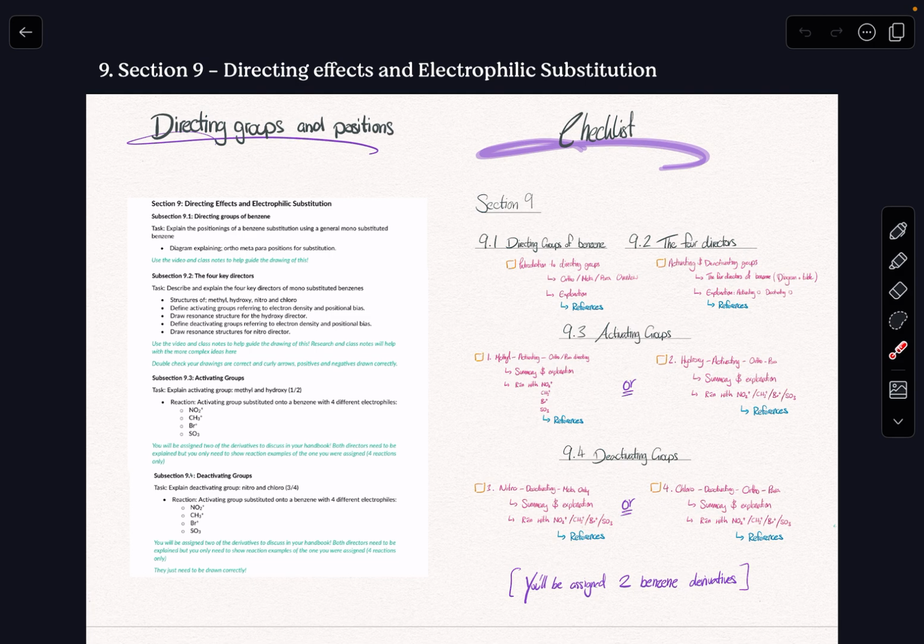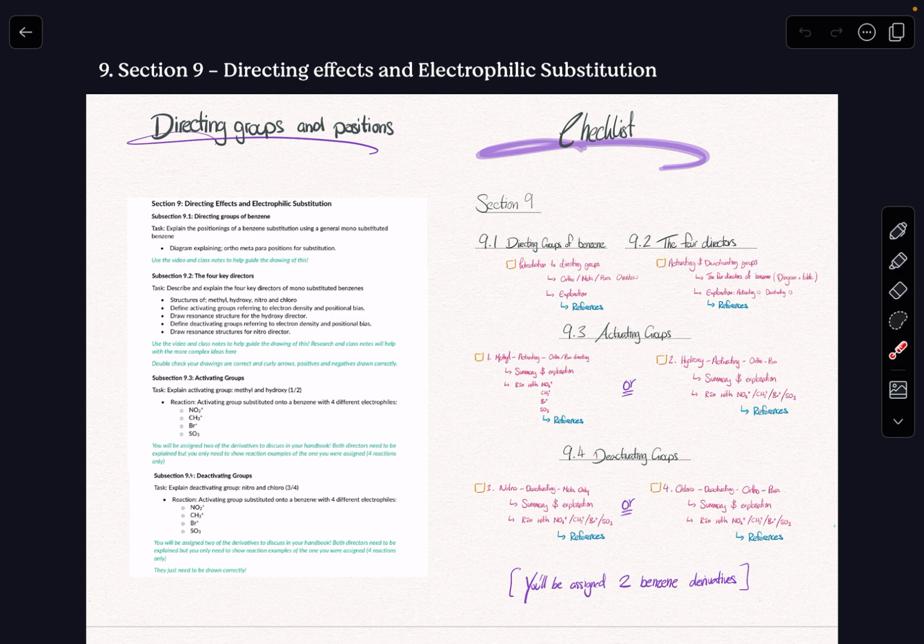I've double checked the spec, and I think I can get away with you guys doing one set of examples for activating groups, one set of examples for deactivating groups. In the past, I've made everyone do all 4, so it takes a really long time. From this, what I'm going to do is assign you 2 benzene derivatives, and I'm just going to call it odds and evens.